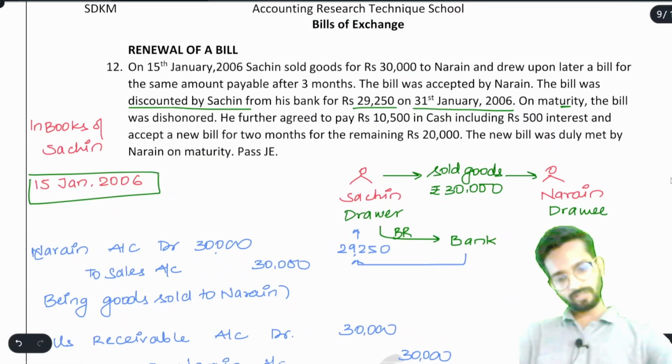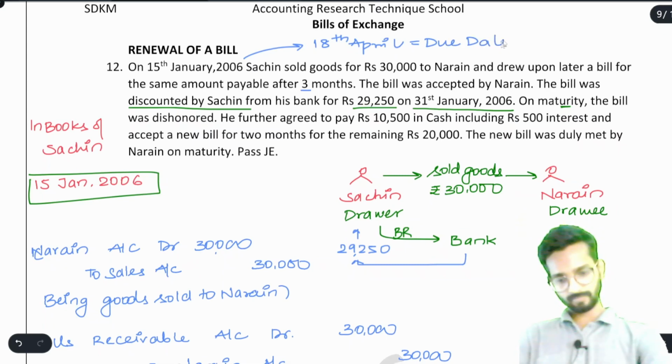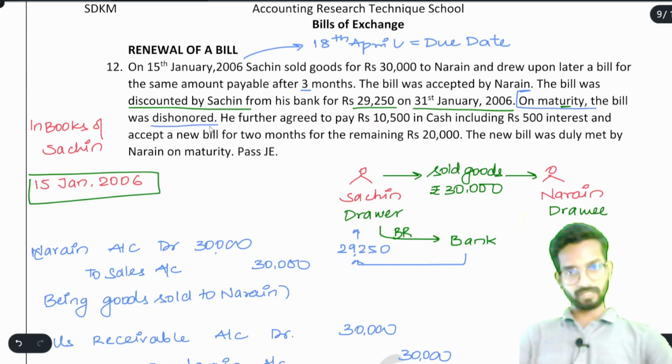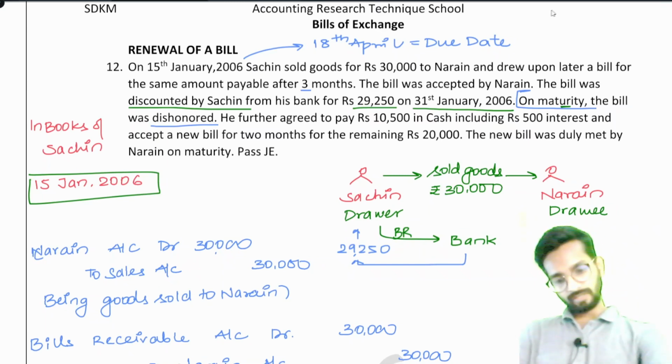Now after that, what is happening? On 15th January, we sold and received the bill for 3 months. So from 15th January, 3 months means 15th April, plus 3 days of grace, it will become 18th April. 18th April is our due date. Now what are they saying? On maturity, the bill was dishonored. This is the case of dishonor of bill with the option of discounting.